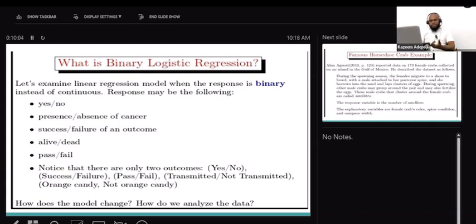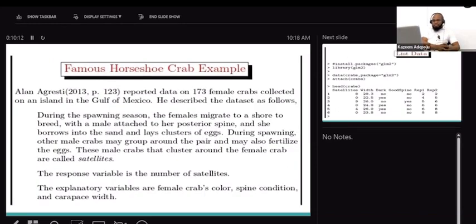Now I ask a question here. How does the model change? How do we analyze the data? Which I'm going to answer here. So we have a lot of examples that can be cited.